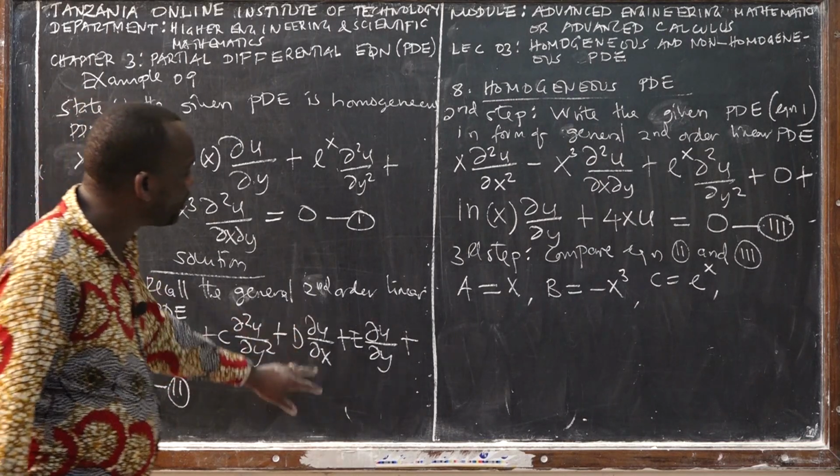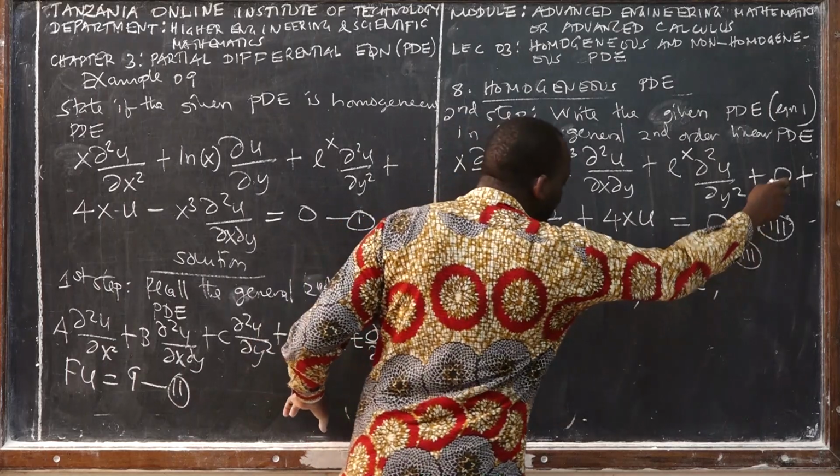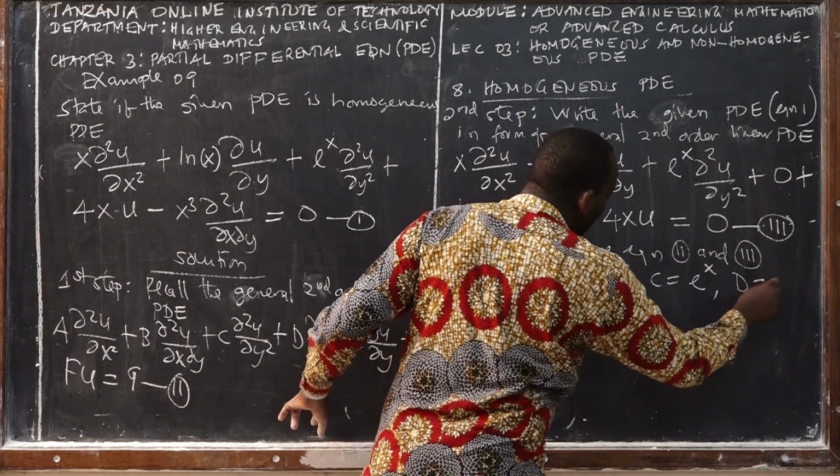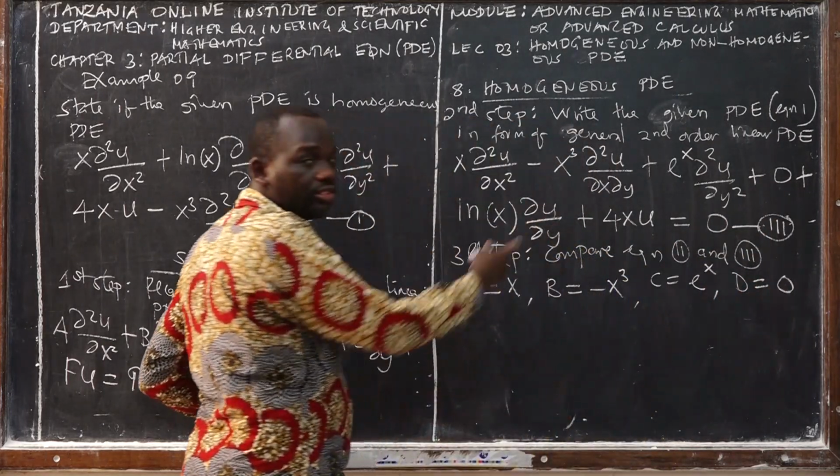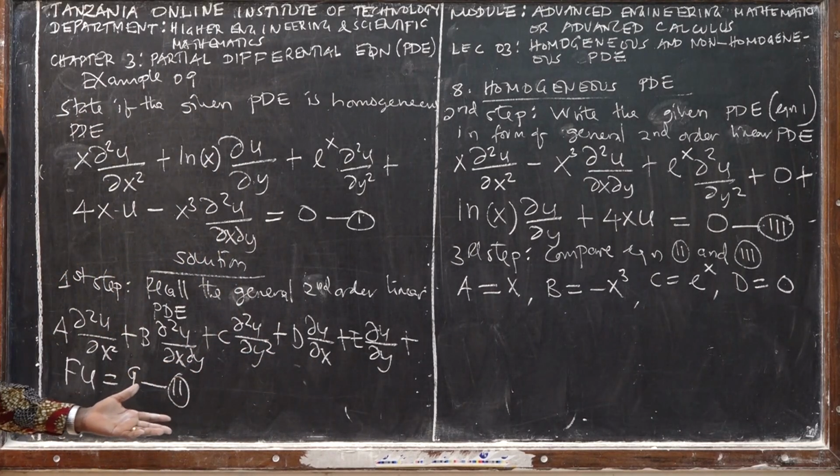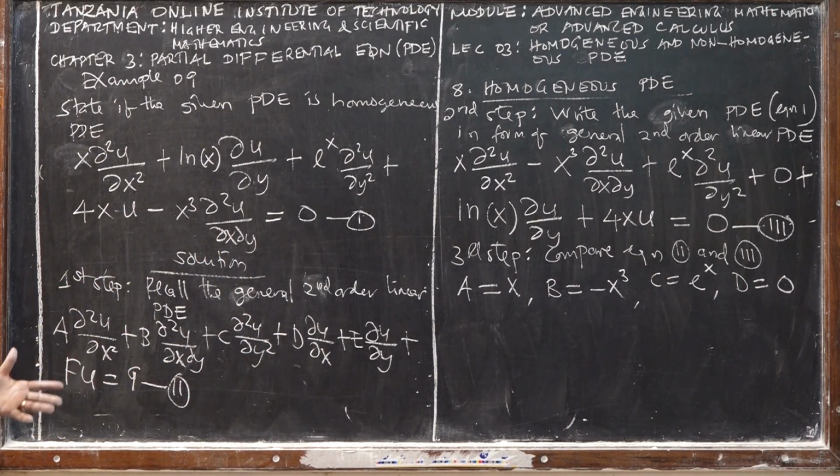Next, we have to compare the first term, right? D, partial derivative of U with respect to X, which is corresponding to what? D is equal to what? You forgot, 0. You don't have that term. For every term that we don't have, we put zero.